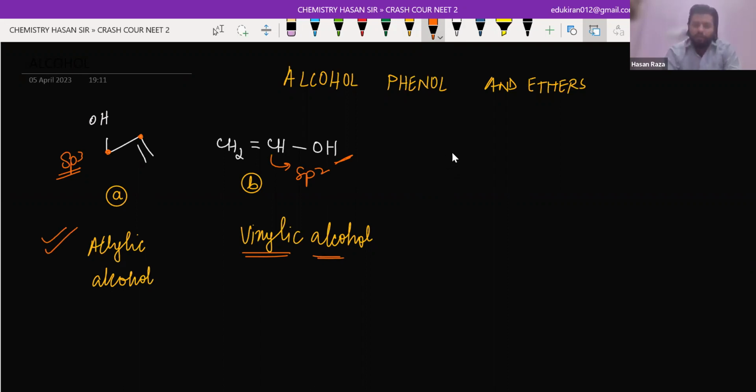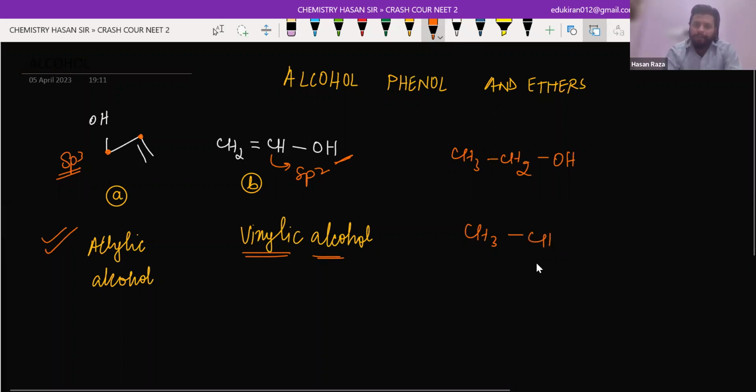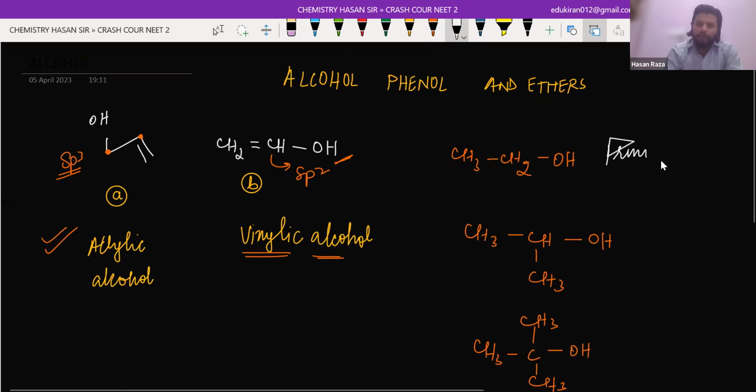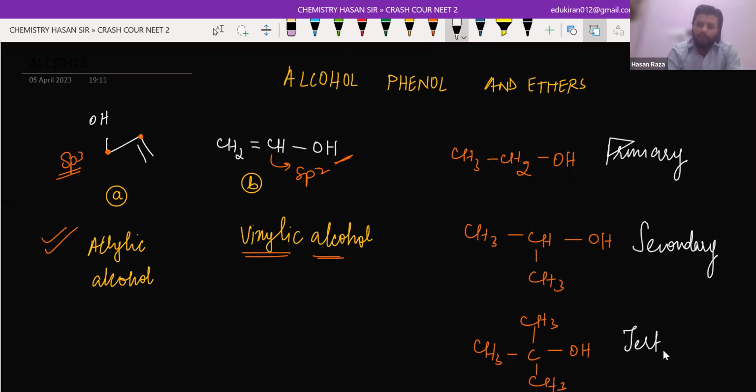Also, you can divide this. As you can see, if I write CH3CH2OH, you know, this is your primary, secondary, tertiary. Can you classify this? So the first one, you can see, will be your primary alcohol. This will be your secondary alcohol. And this will be your tertiary alcohol.